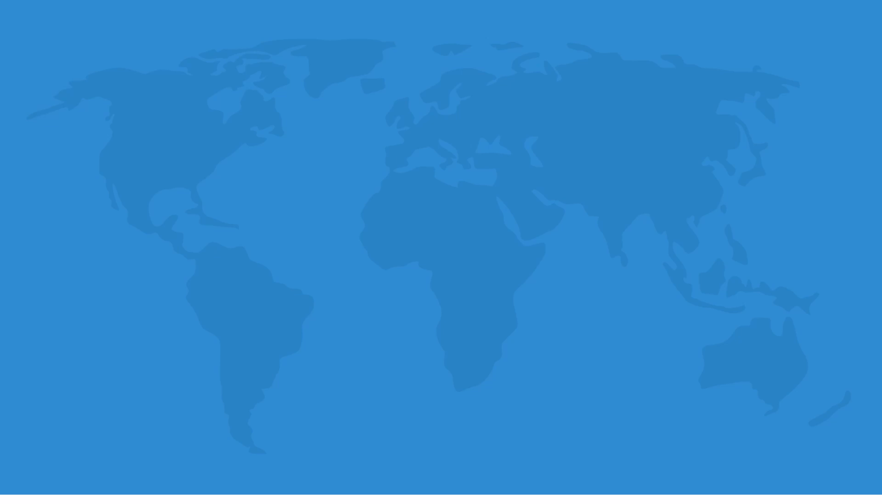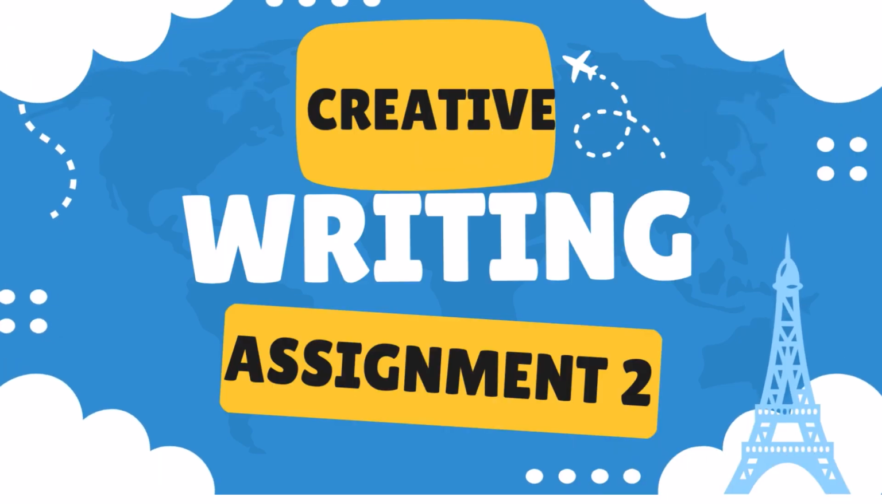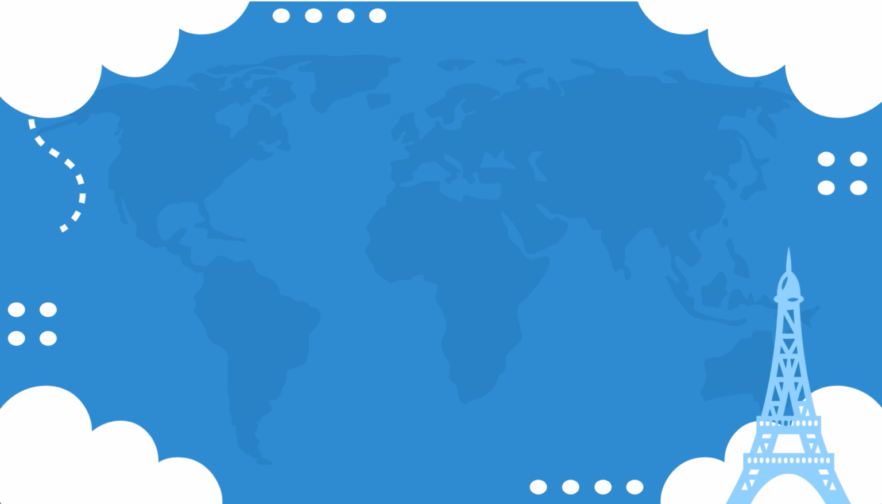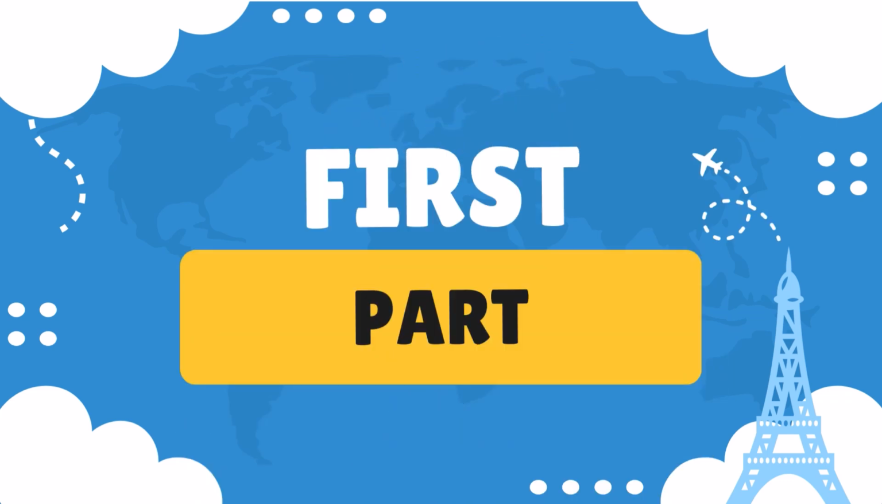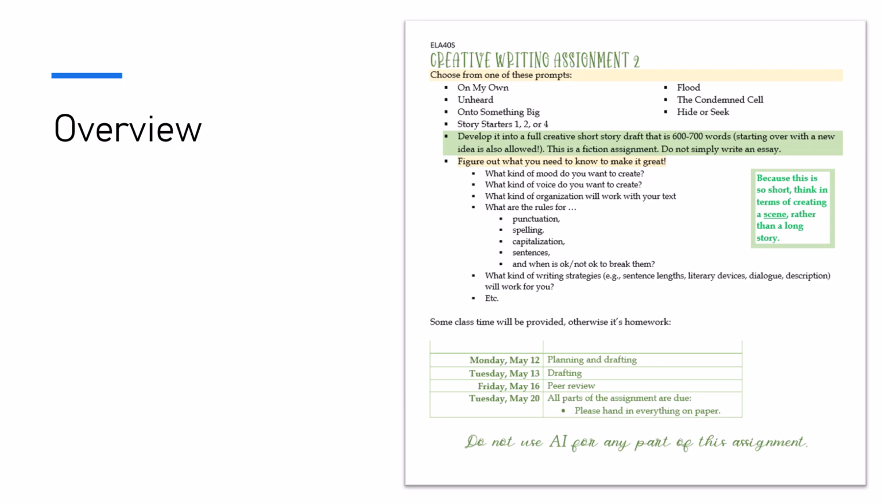All right, it is about time to do some more creative writing. So I'm going to introduce to you Creative Writing Assignment 2. Once again, there are two parts. The first part is the main event, and that is the writing of the story itself.